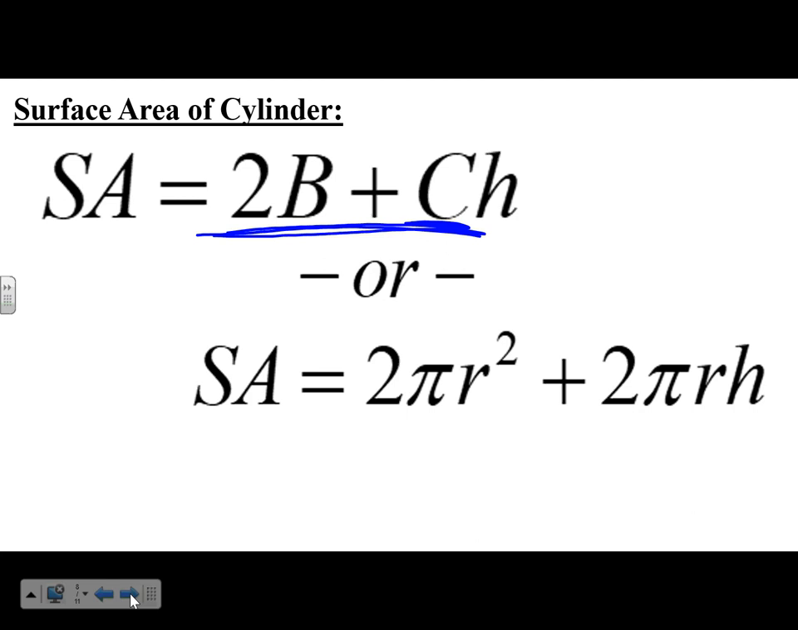That works for every prism and cylinder. But for you guys, you'll probably use this formula because if you have a formula sheet, this formula makes it go a little bit quicker. And really all they did was plug stuff in.